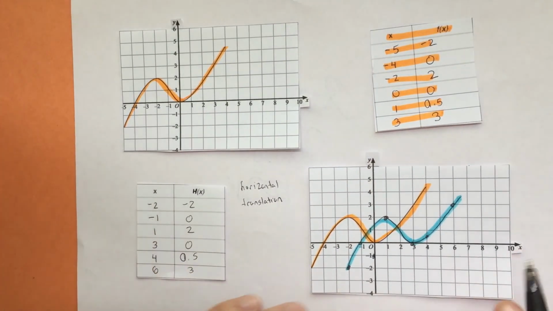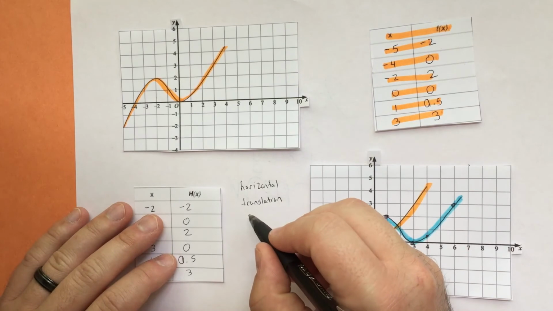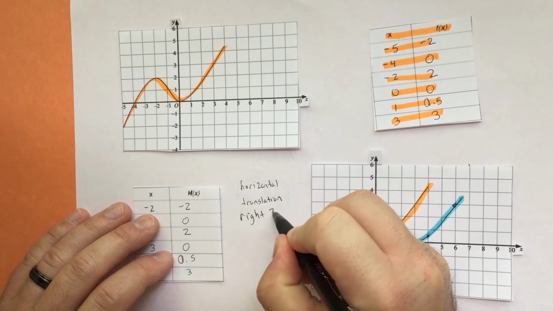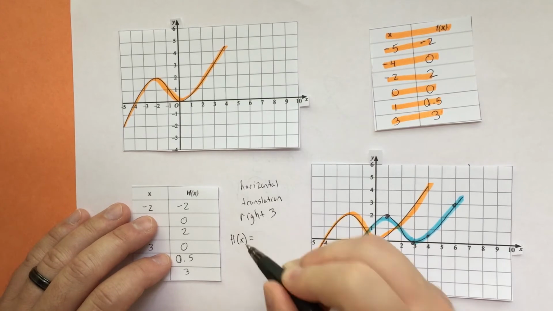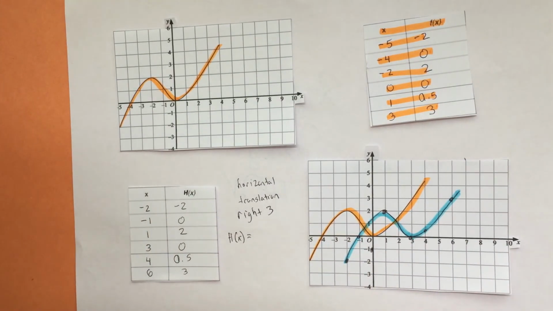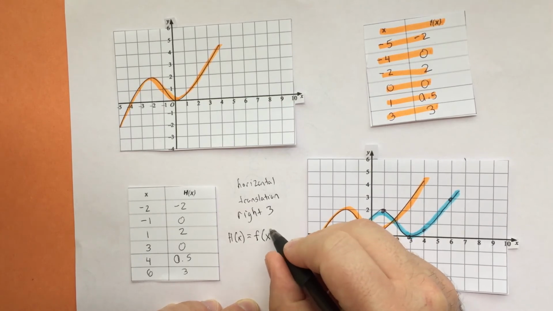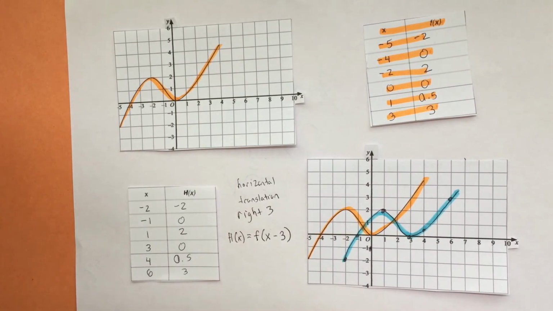By how much though? How much has it shifted? Well, the distance should be preserved, so it's gone over 1, 2, 3. Which direction though? Right. 3. So what is our notation here for the function? That is the question. So we've shifted it right, which means it's now f of x, right, minus 3, because we've shifted it right 3.